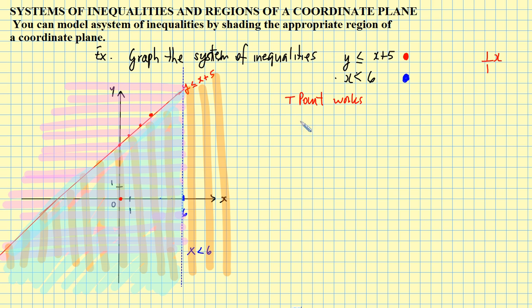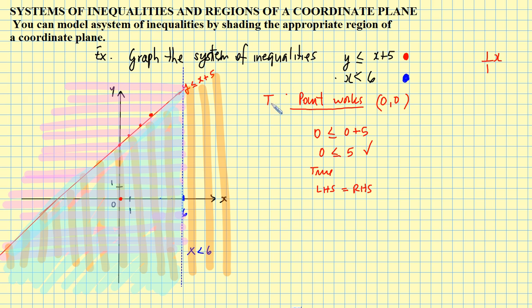So taking the test point 0, 0, then I will say 0 has to be less than or equal to 0 plus 5. And 0 is less than or equal to 5. That makes it true, in that my left-hand side does equal my right-hand side. So the test point does work here.